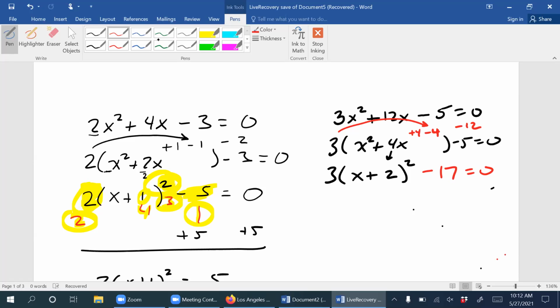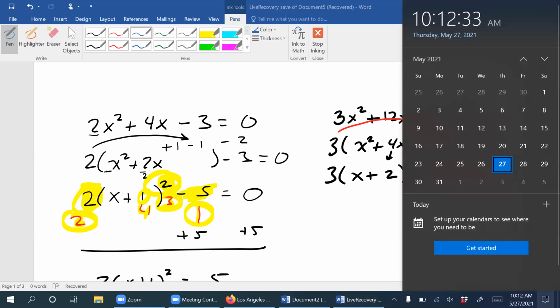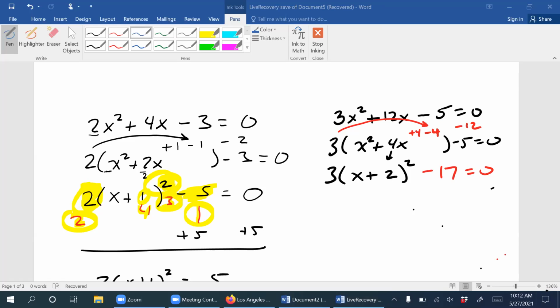Let me go ahead and write numbers next to it. Get rid of the 17 first. Then get rid of the 3 next. Then get rid of the square next. And then the 2 last. So we're going to get rid of things like this in order.